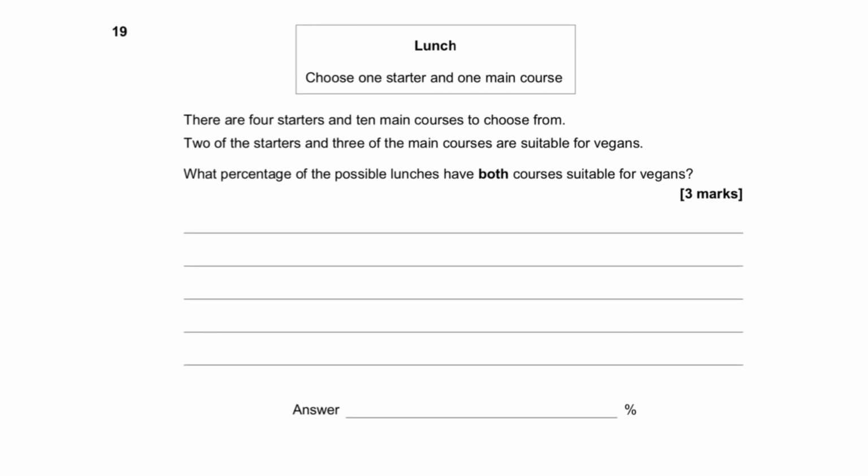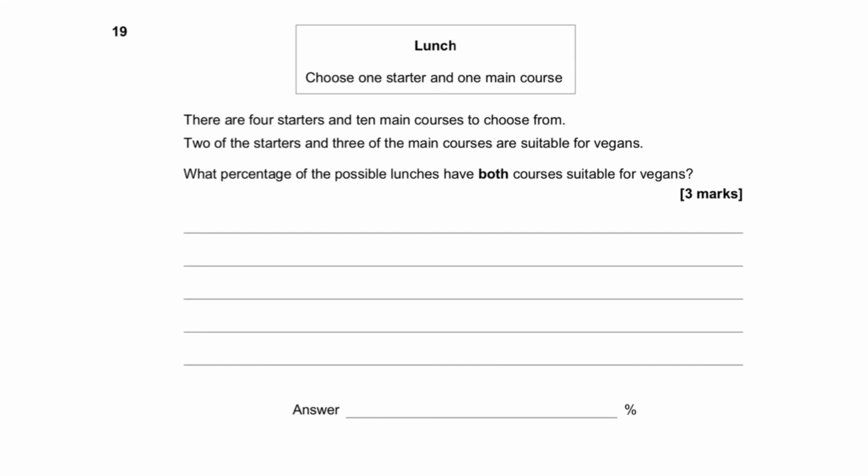So this next question is looking at the product rule we talked about in the key points video. It says for lunch, choose 1 starter and 1 main course. There are 4 starters and 10 main courses to choose from. 2 of the starters and 3 of the main courses are suitable for vegans. What percentage of the possible lunches have both courses suitable for vegans?